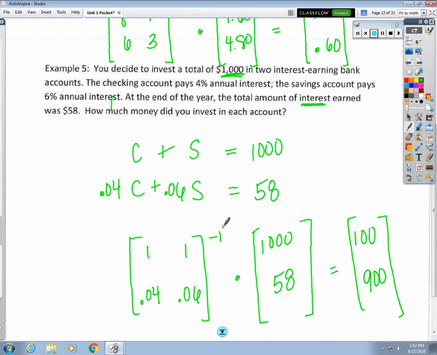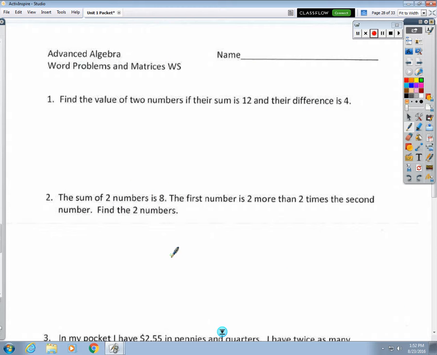And then if you do the math, what's 0.04 times 100? Do the math. 0.04 times 100. 4. And what's 0.06 times 900? 54. And doesn't that add up to 58? So it works. Okay, I'm going to go over number 2, and then you're going to try the rest of this page and the next for homework, and tomorrow I'll go over them.